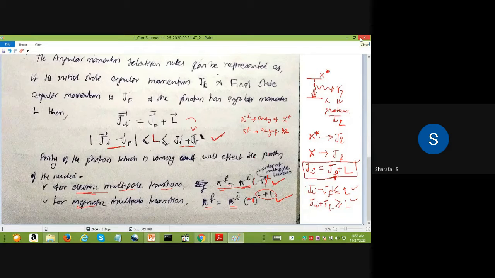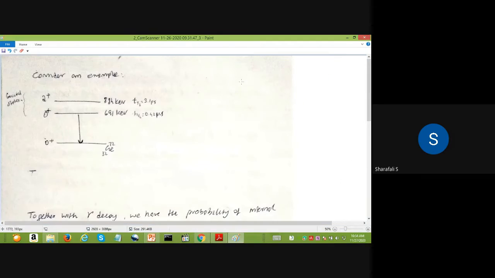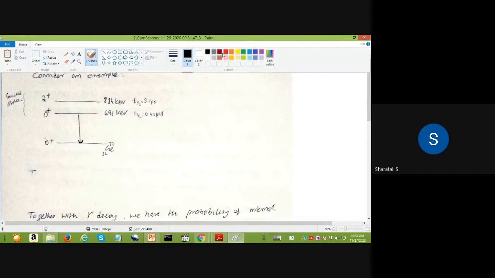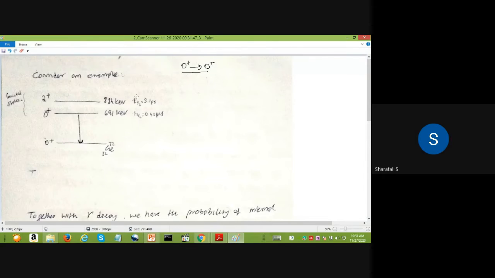How we can determine whether it is electric multipole or magnetic multipole from the parity analysis. If you consider this particular example, this is for germanium, which has two excited states here with different angular momentum and parity. Now, consider the case of a 0 plus to 0 plus transition, which is one of the transitions possible here, from the excited state to the ground state.